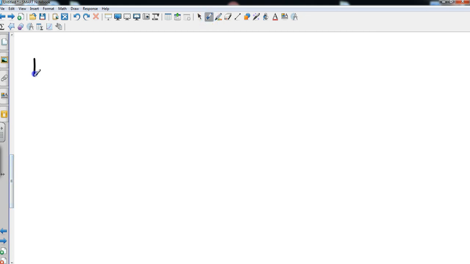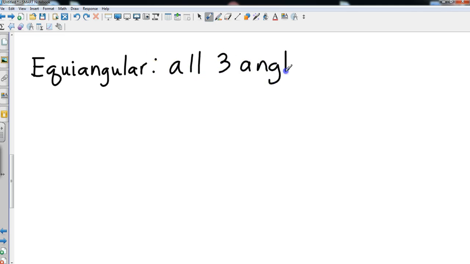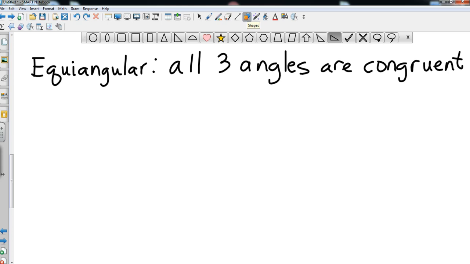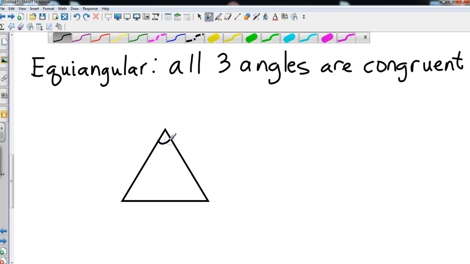So we have the equiangular. And in the equiangular triangle, all three angles are congruent, which means that they're all 60 degrees. And so all three of those would be equal, so they'd have to be 60 degrees. Okay, so sides, we have scalene, isosceles, and equilateral. And angles, we have acute, right, obtuse, and equiangular.